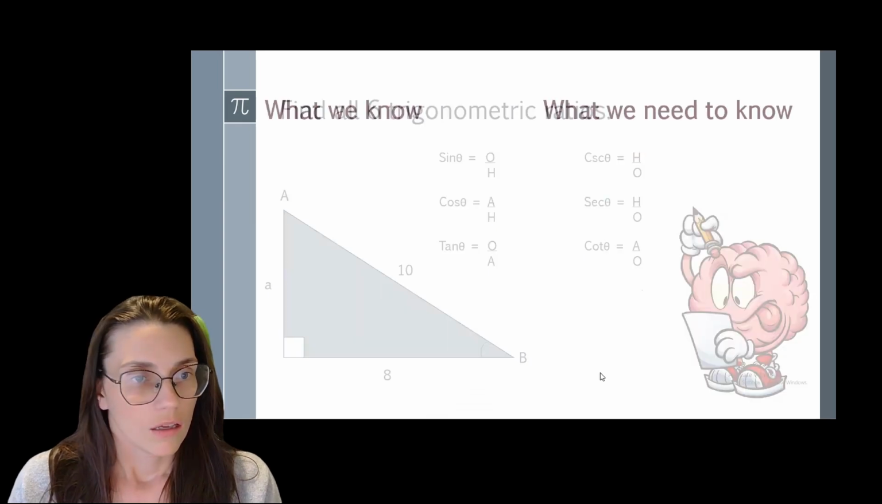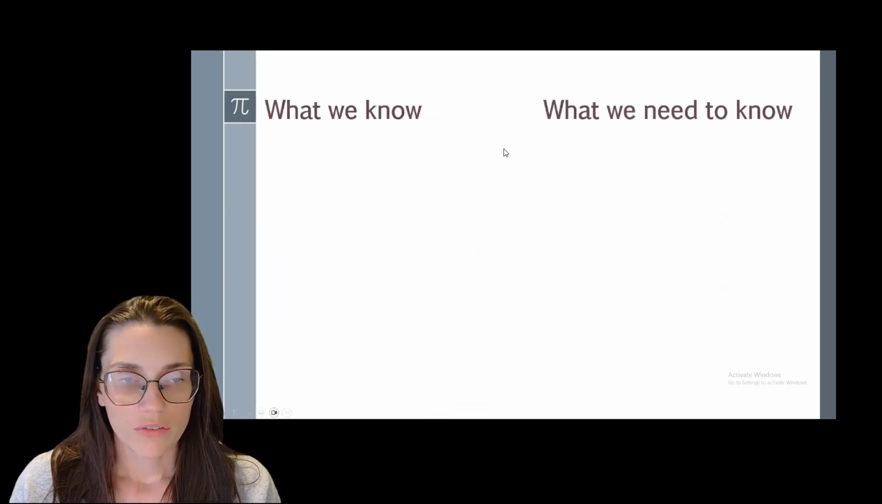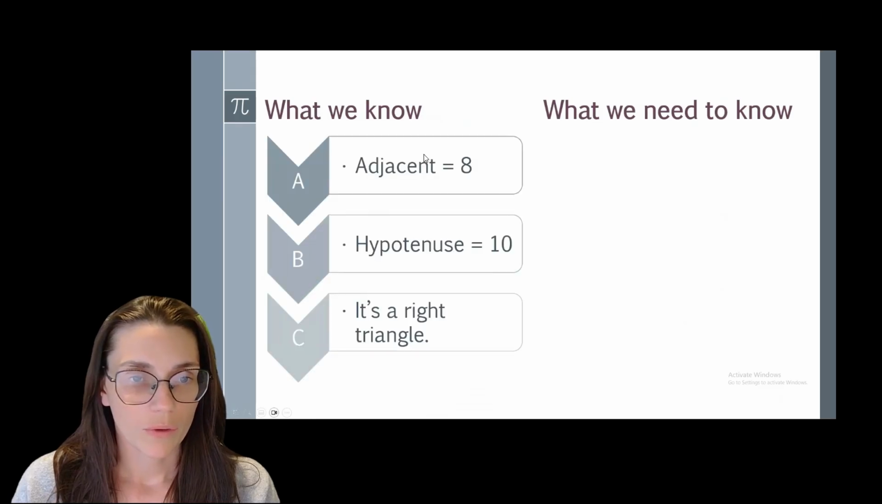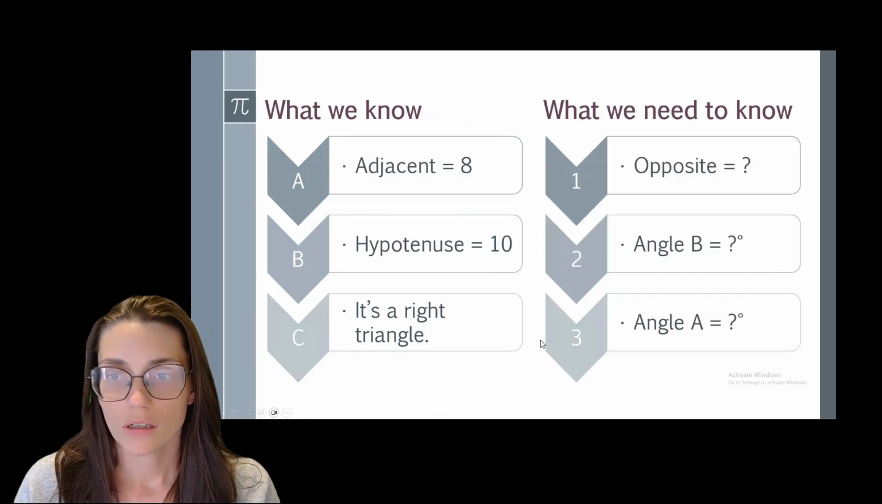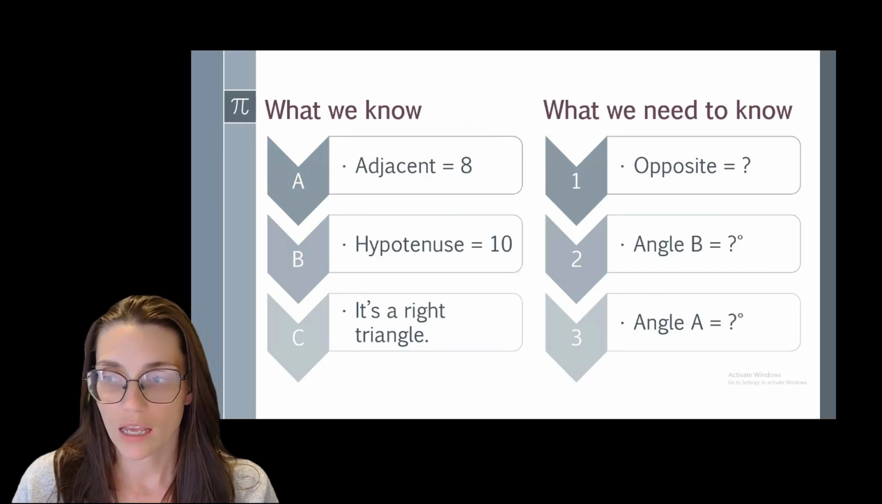So what do we know about this specific problem? We know that our adjacent is 8, our hypotenuse is 10, and we know it's a right triangle. What do we need to know? We need to know the opposite, and we need to find the values for angle B and angle A.